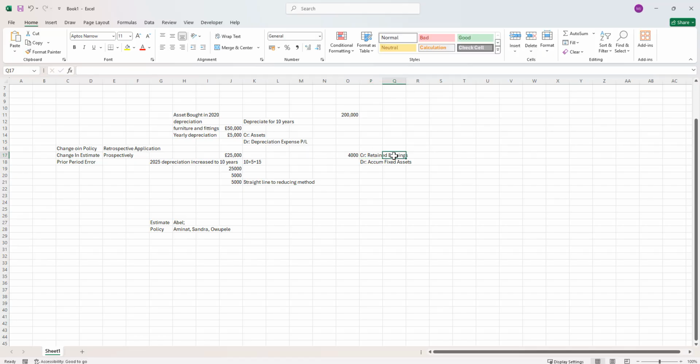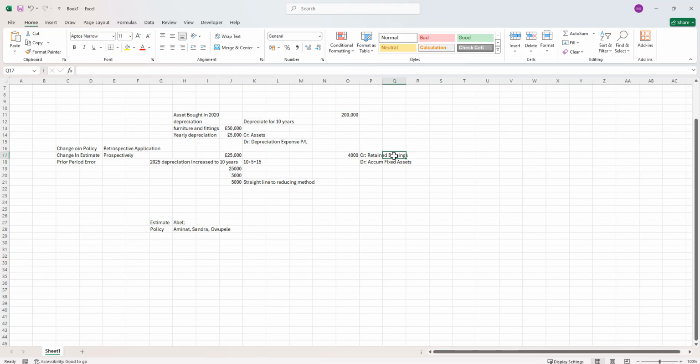This is because don't forget the 2020 account has been completed. We cannot go back to it. The 2021 account has been completed, we cannot go back to it. 2022 has been completed, we cannot go back to it. 23, 24 have been completed, and 25 has been completed. They've been signed by auditors. We cannot go and touch them again.